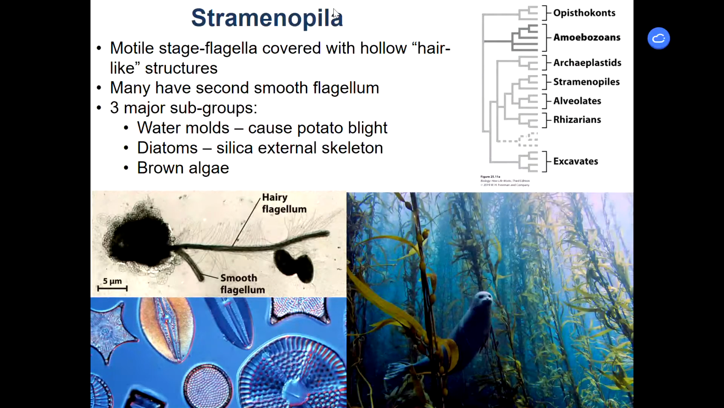Stromenopelia is our next super kingdom. This is a simple version, a simple Stromenopelia. They have a motile stage with flagella, and it's covered in hollow hair-like structures. So they have a hairy flagellum, and a lot of them have a second smooth flagellum that tends to be shorter. So their flagellum has little hairs coming off of it.